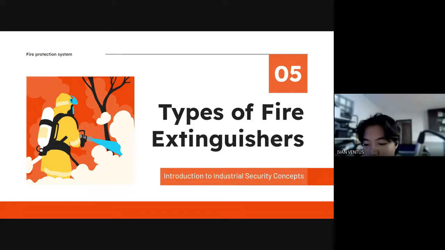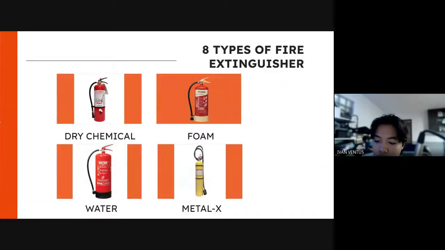Types of fire extinguishers. Based on our research, there are eight different types of fire extinguishers that we included in our presentation, and each one has a wide range of applications. The first one is dry chemical. This type of fire extinguisher is usable for flammable solids, liquids, and also flammable gases such as propane and butane. They also work on fires caused by electrical equipment, but unlike CO2, the powder congeals under heat and can leave a sticky residue.